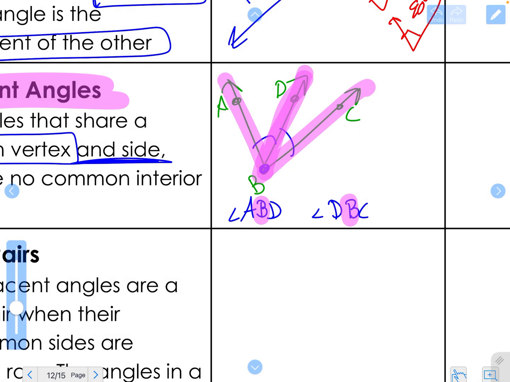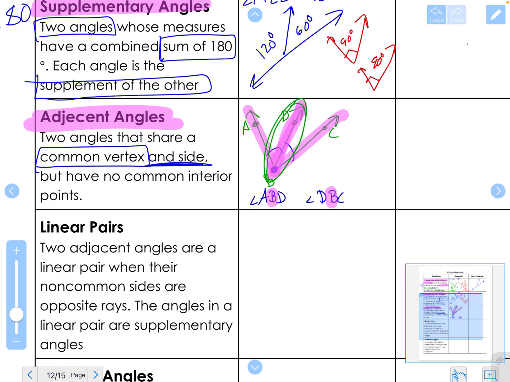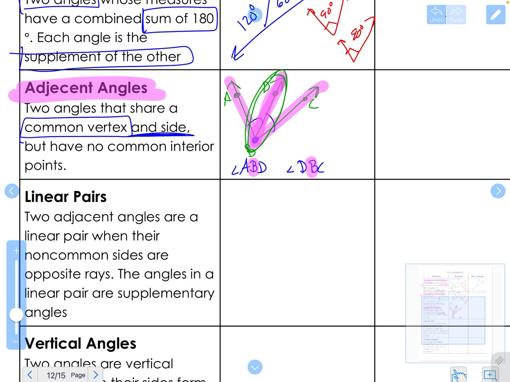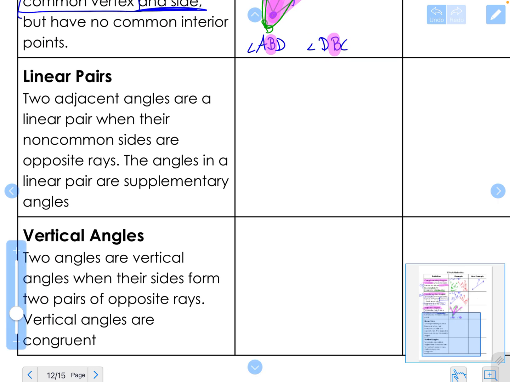If we were to trace these two angles, angle ABD and DBC, you'll notice that we use the same ray twice, and it overlapped. That's what we mean by share a side: if we trace the rays of the angle, they both have the same ray in the middle where they meet. Again, I want you to come up with your own non-example of adjacent angles. If you need help, go look at the completed class notes.